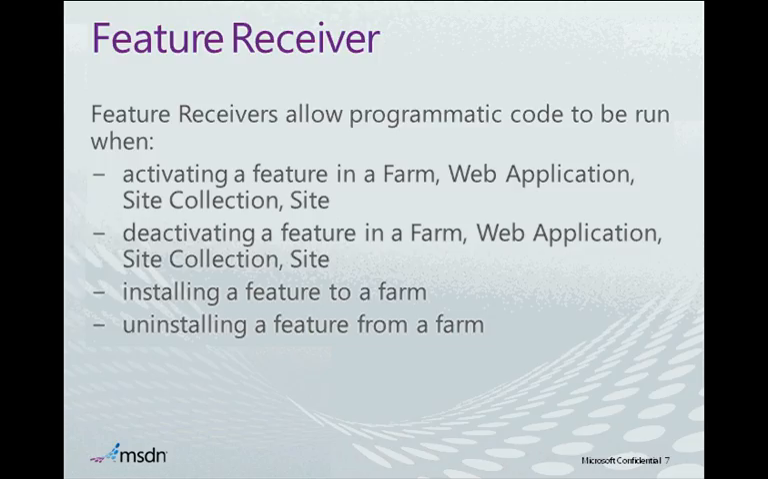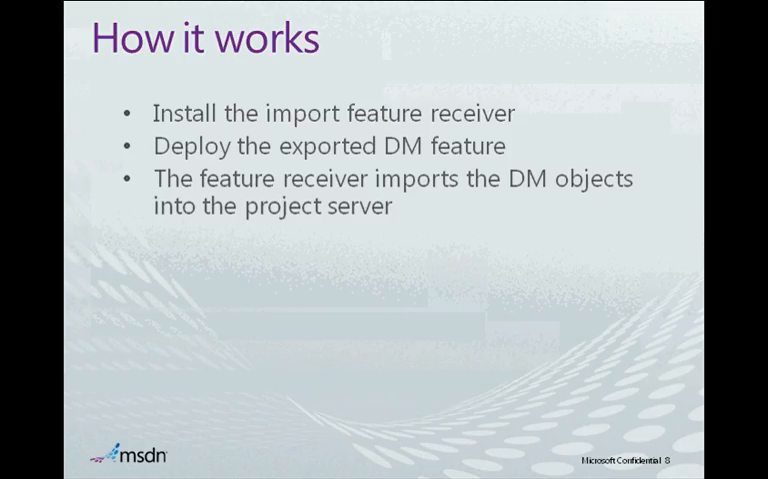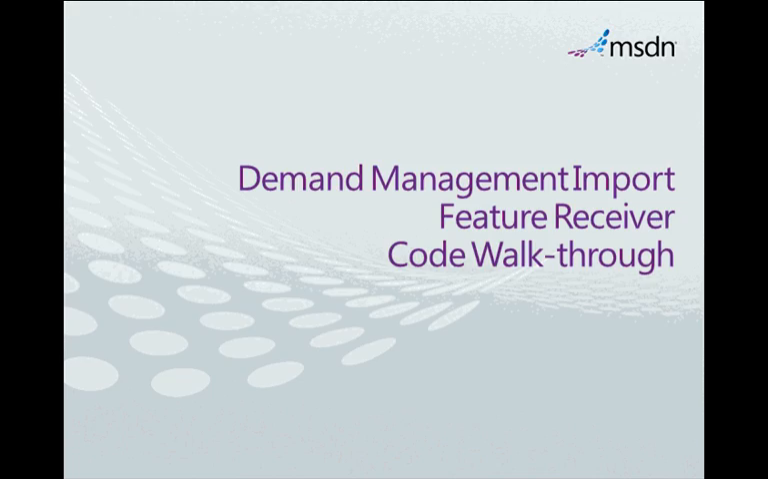So yeah, what are we doing? What's a feature receiver? I don't know if everybody knows what a feature receiver is, but it's a SharePoint technique. It allows you to run some programmatic code when you're activating, deactivating, installing, or uninstalling a feature. Basically it's a custom handler that when one of these events happens, you can have it do something else, and that's exactly what we're going to do with this. I think I just mentioned what this does, so we'll skip right past that, and we'll just go right into the demo.